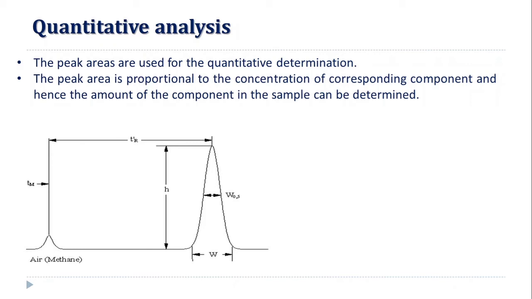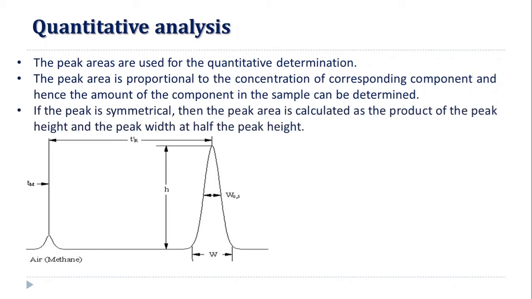Whatever the peak area is there, that is directly proportional to the concentration. So what is the total peak area? Out of that total peak area, considered 100%, what is the peak area for the particular peak? It gives the quantity of the particular component which is present in the sample.